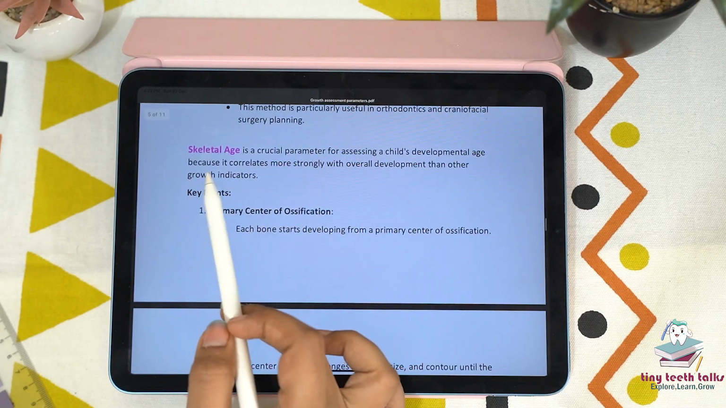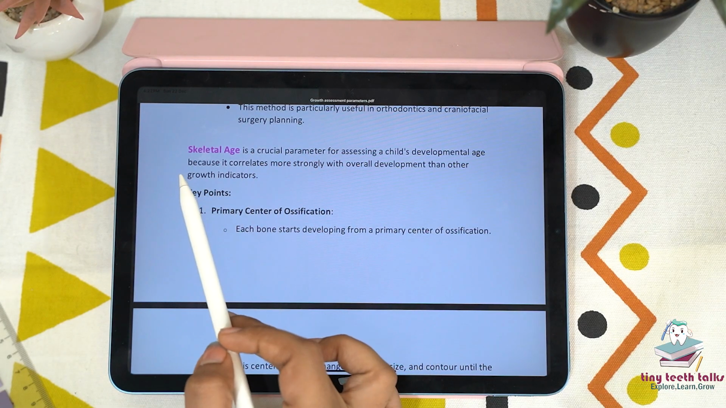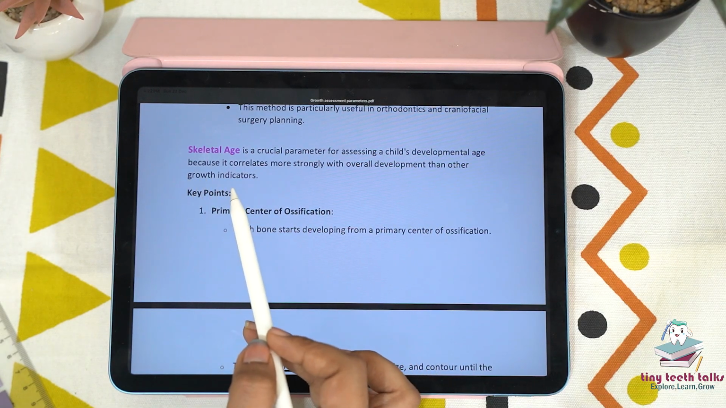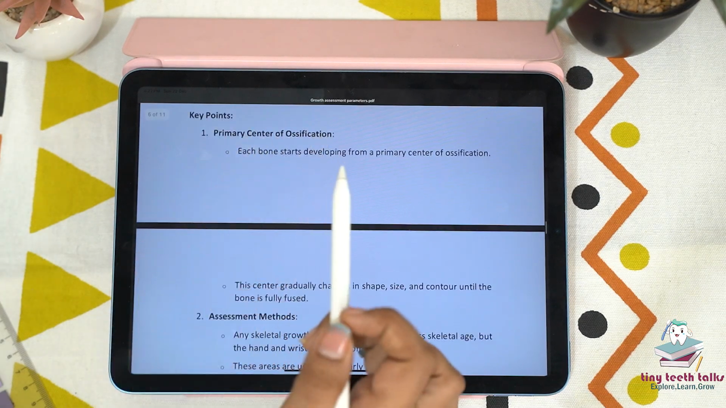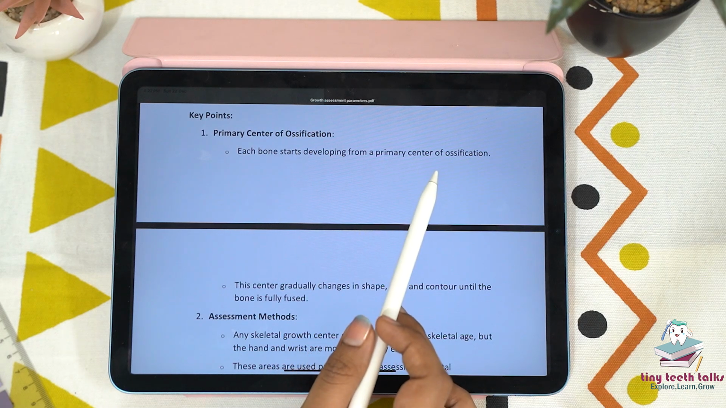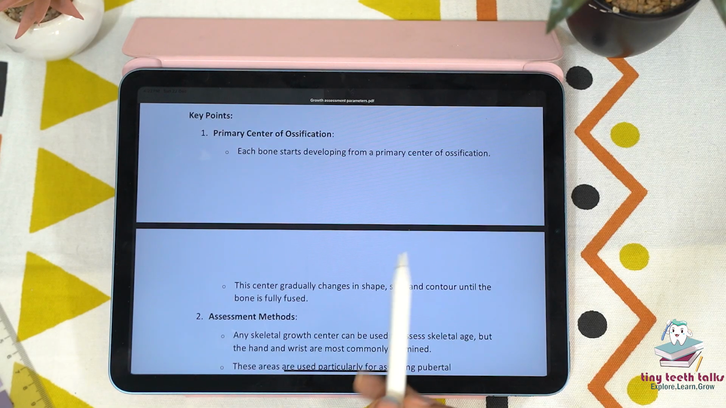The sixth is skeletal age. It is a crucial parameter for assessing a child's developmental age because it correlates more strongly with overall development than other growth indicators. By utilizing skeletal age, healthcare professionals can make more informed decisions about a child's growth and development, leading to a better treatment outcome. The key point is the primary center of ossification. Each bone starts developing from a primary center of ossification, and this center gradually changes in shape, size, and contour until the bone is fully fused.